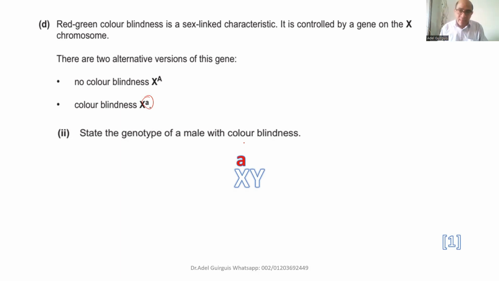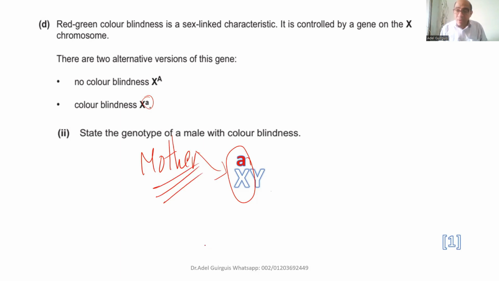X small, Y. From where is this small x gene or allele coming? From father or mother? Of course, from mother. So this affected son inherits this defective allele, I mean small x, for the color blindness character from his mother, while his father gave him the Y chromosome. The Y chromosome doesn't carry any genes responsible for this character or disease. Okay?